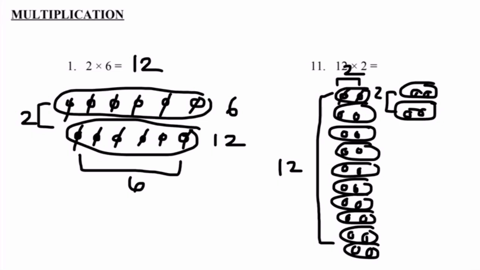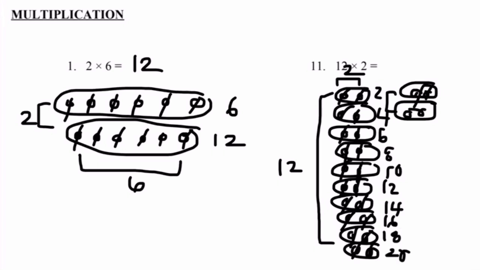1, 2, 3, 4, 5, 6, 7, 8, 9, 10, 11, 12, 13, 14, 15, 16, 17, 18, 19, 20, 21, 22, 23, 24. If 12 groups of 2 equals 24, that only means 12 times 2 also equals 24 as well.